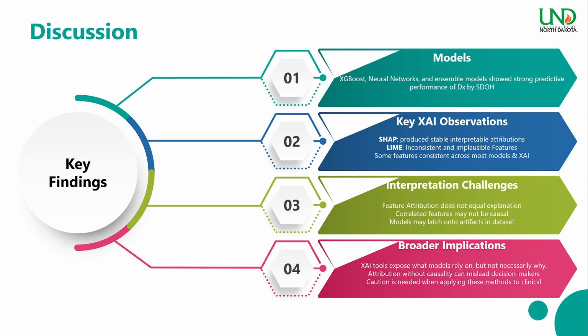So let's walk through some key findings from this project. First, from a modeling perspective, XGBoost, neural networks, and ensemble models all showed strong predictive performance when using just the SDOH variables. That's a solid outcome, and it tells us that there's meaningful signal in the data even without clinical features. Second, when we look at the explainability, SHAP is the most consistent. It produces stable, interpretable attributions across most conditions. LIME, on the other hand, was much more erratic and occasionally surfaced features that just didn't make sense clinically.